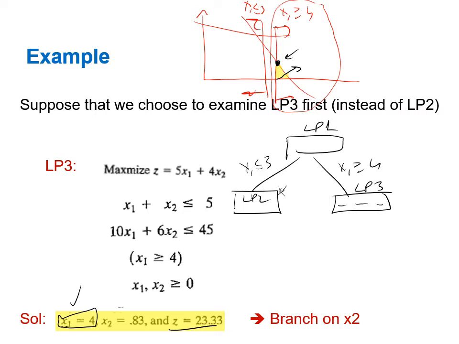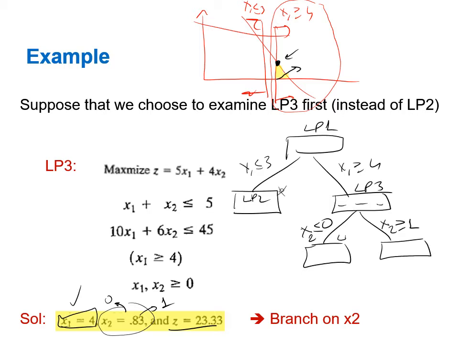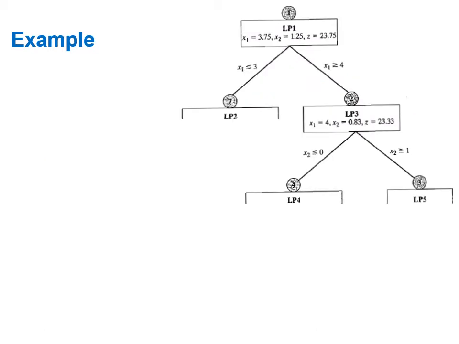And here we see that x2 is not integer. So what should I do? I should consider this x2 and now say that x2 less than or equal to 0, smaller integer, and larger integer, x2 greater than or equal to 1. And now I have two new LPs. What are they? LP5 and LP6. And I need to consider these to find the best integer solution of this part. So when we include these two constraints, we obtain LP4, LP5.